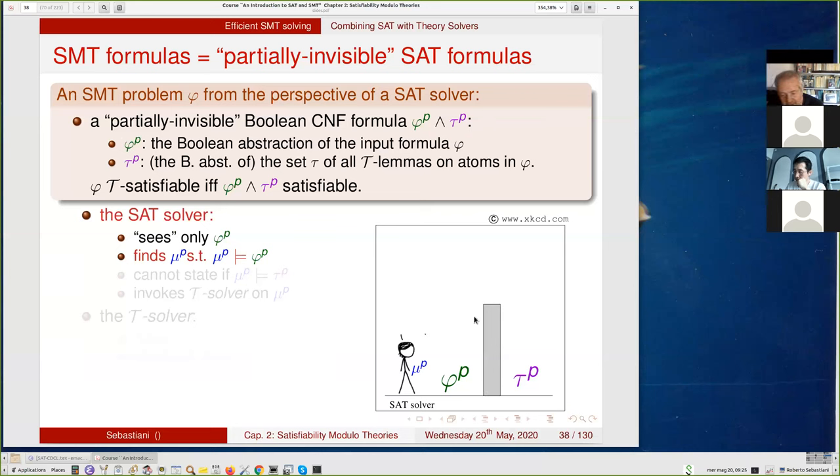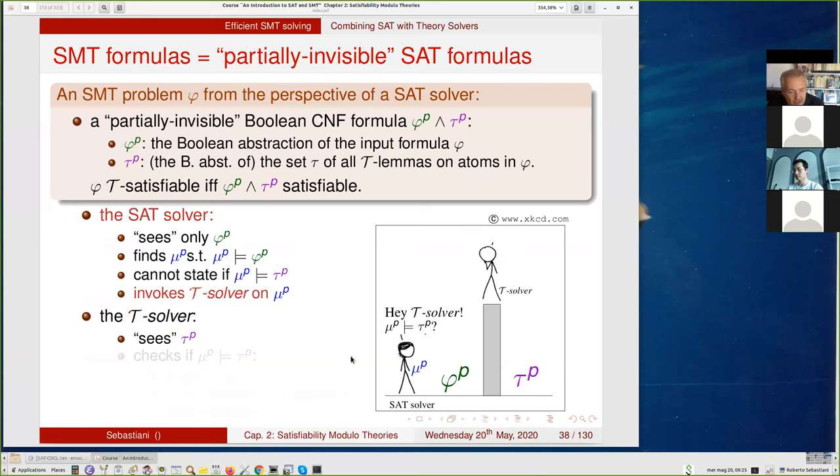But unfortunately, she doesn't know if phi p also satisfies tau p because she doesn't know tau p. Fortunately, she has a friend, the theory solver, who stays on top of the wall, who can see inside the theory world. So he has access to tau p. This guy is the theory solver.